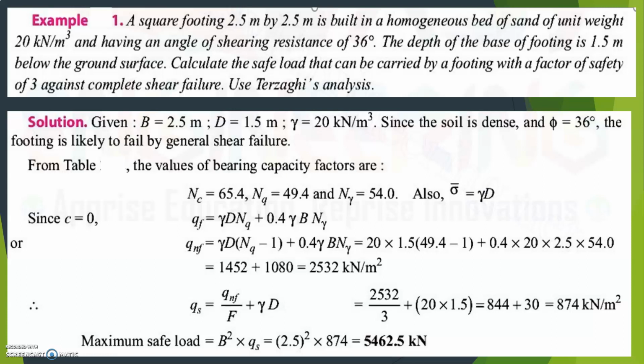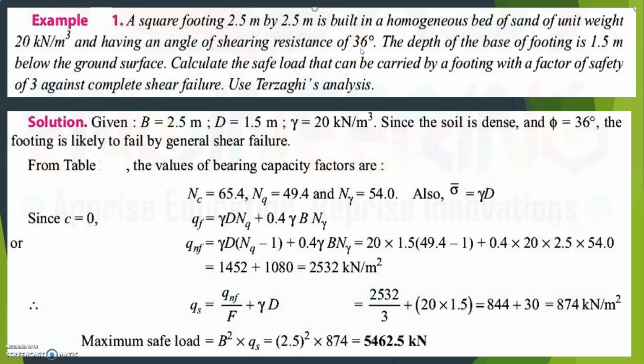So C dash is equal to 2/3 of C and phi dash is equal to 2/3 of tan phi. Okay, these things you always remember. Now here this is general shear failure. How can you make out? Because the angle of shearing resistance is 36 degrees. So this is general shear failure.